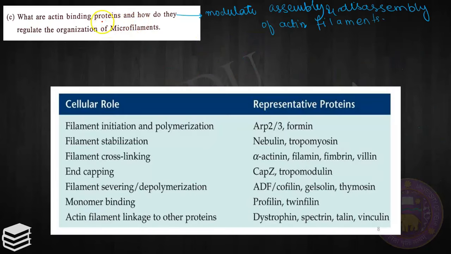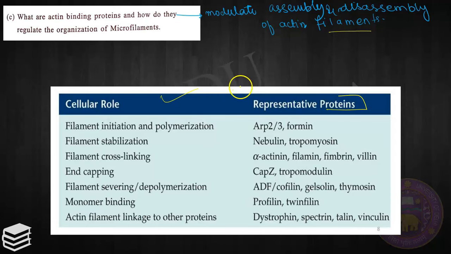Now third part, what are actin binding proteins? How do they regulate the organization of the microfilaments? Actin binding proteins are proteins that are involved in and modulate the assembly and disassembly as well as organization of the actin filaments. Actin filaments are also called microfilaments. Here is the table of the proteins that are involved in different cellular roles and the organization of the microfilaments.